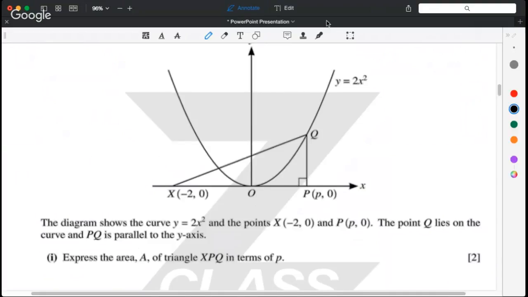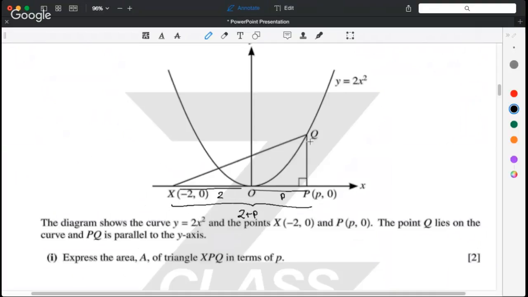Okay, so here we're given a curve and some lines. And we're asked, first of all, to find the area of this triangle. So you just have to think about this geometrically. For this one, it's only a 2-mark question, it's not that bad. But you can see that this base, well, how long is this base? This section is P, and x is minus 2. That means that this must be 2 units long. So the whole thing is 2 plus P.